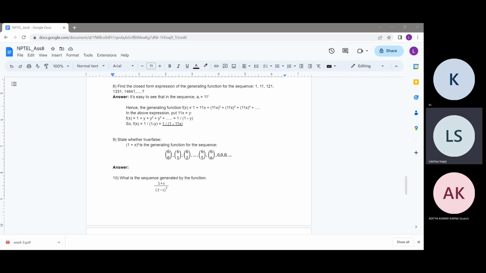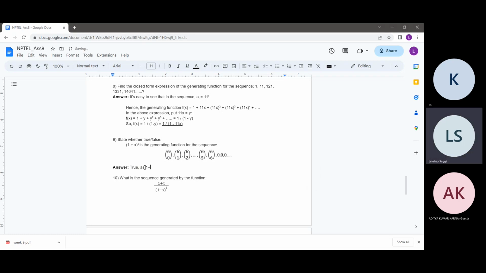Aditya or Case, any of you can answer in chat. I think this is pretty easy. Yeah, it's true. I don't think it's too difficult to see. So true.